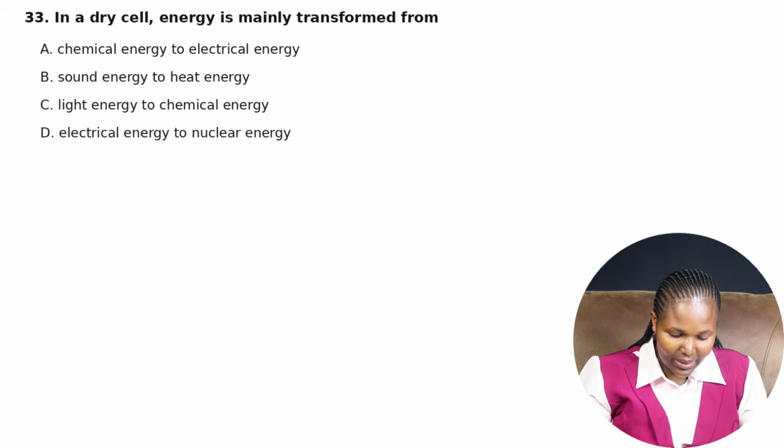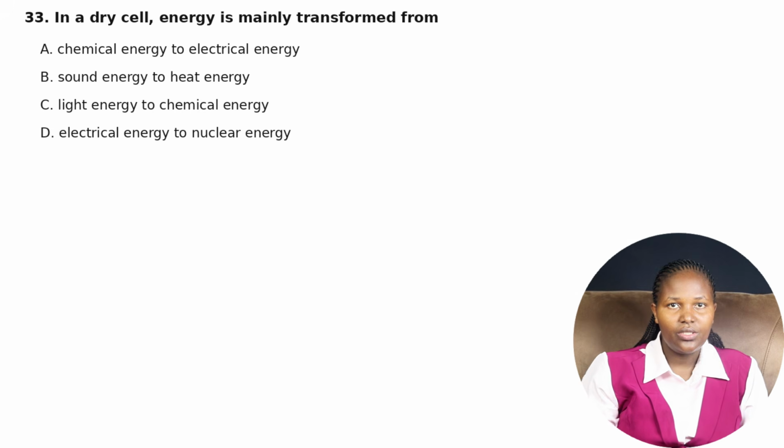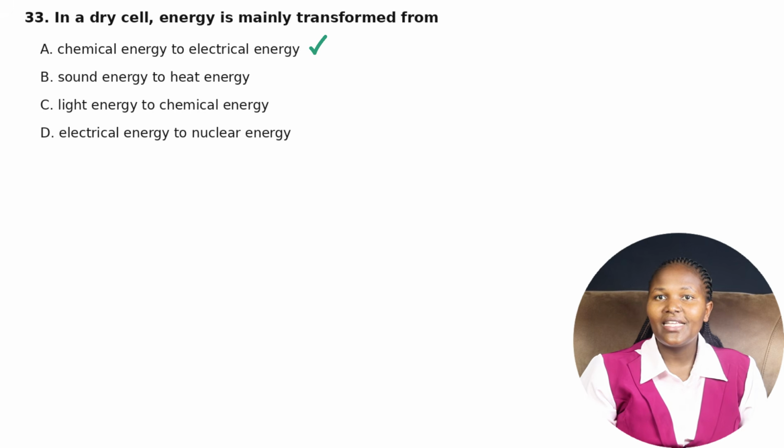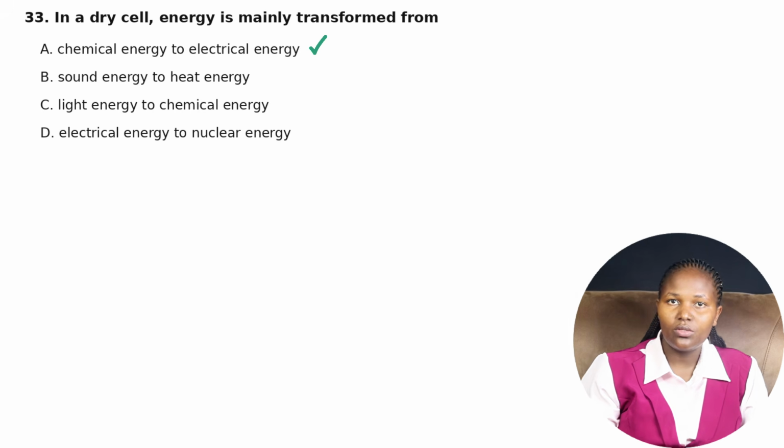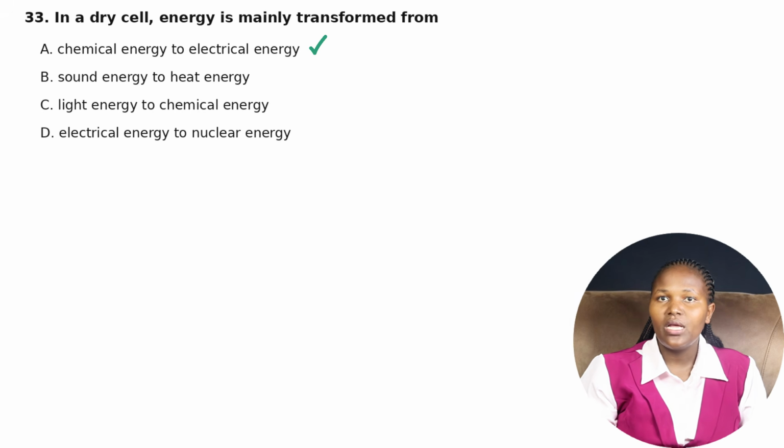In a dry cell, energy is mainly transformed from, we have A, chemical energy to electrical energy, B, sound energy to heat energy, C, light energy to chemical energy, D, electrical energy to nuclear energy. Now, the correct option there is A, chemical energy to electrical energy, because a dry cell stores energy in the form of chemicals. Then when connected in a circuit, the chemical reactions in the cell make electrical energy available to the circuit.